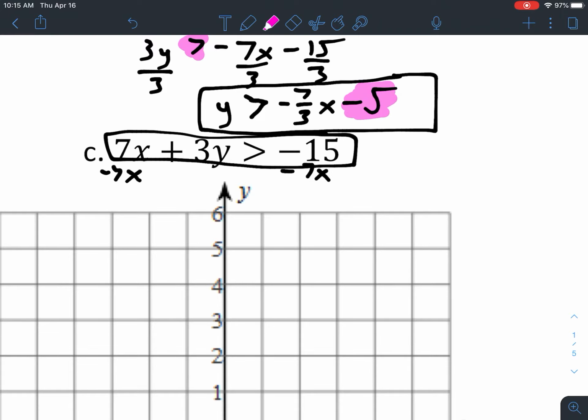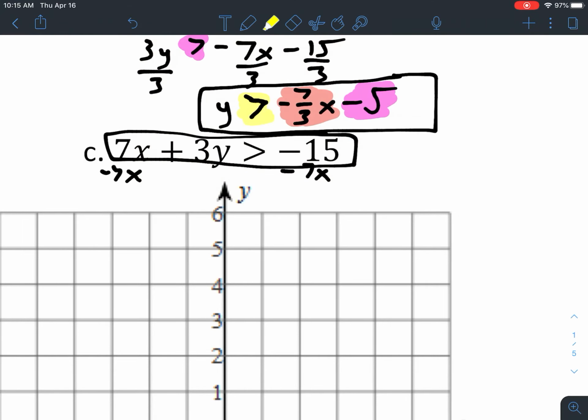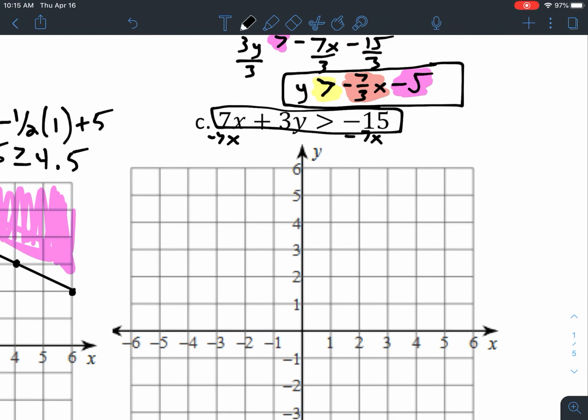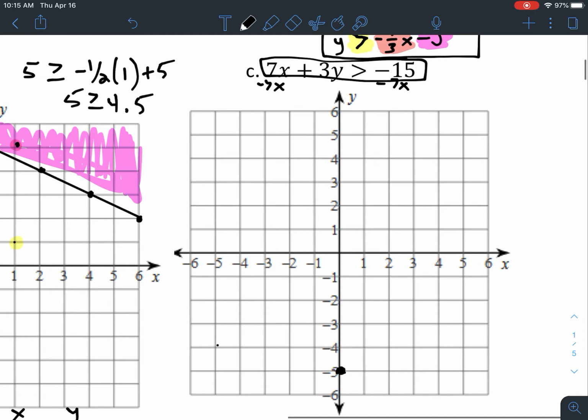This part there, that part there, and lastly this part there. So we see that it starts at negative 5. So we can go automatically down here and make our first point there.